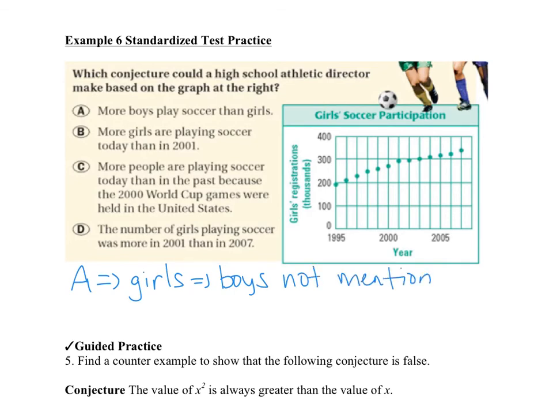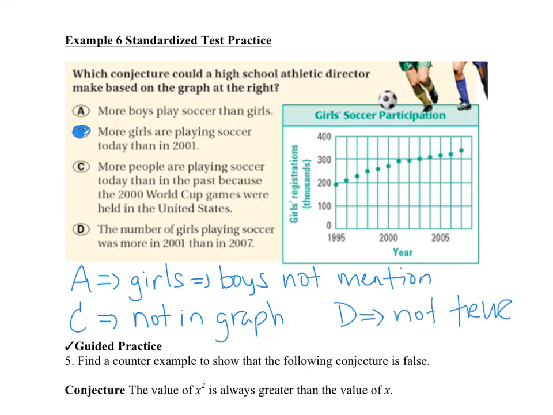What about more girls are playing soccer today than in 2001? And you can see that this book is a few years old. So I do agree with that right now. So we'll mark that one for now. But we need to check the other answers. C, more people are playing soccer today than in the past because of 2000. Does it give reasonings? No reasonings. It's not in the graph. And what about D? The number of girls playing soccer was more in 2001 than in 2007, and that's just not true. So my original answer, thinking B, is correct.